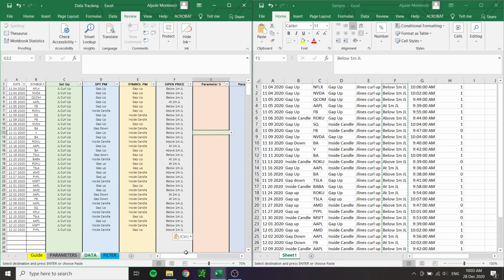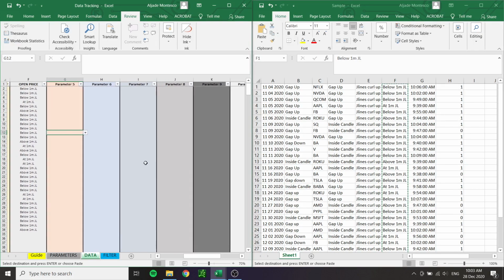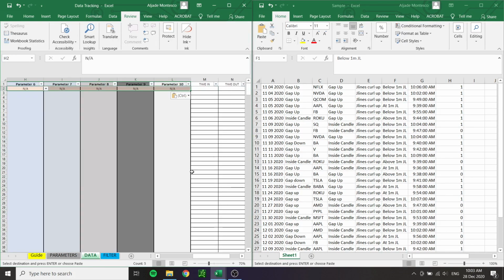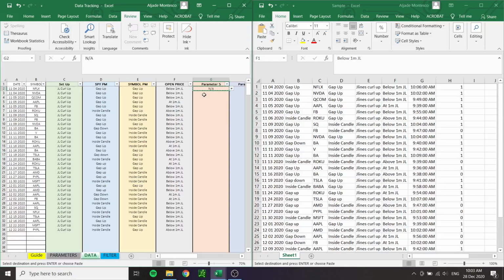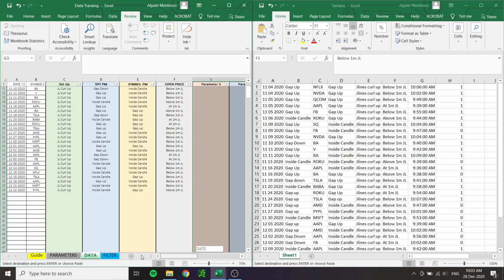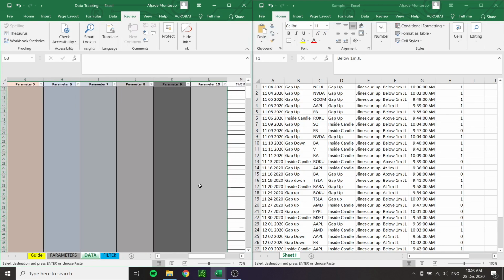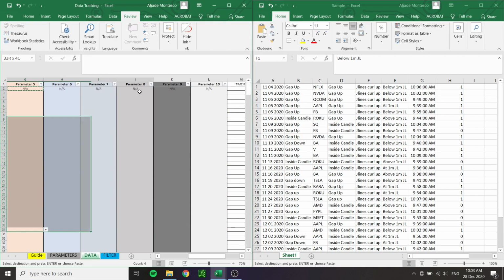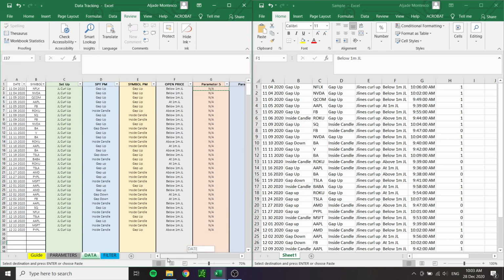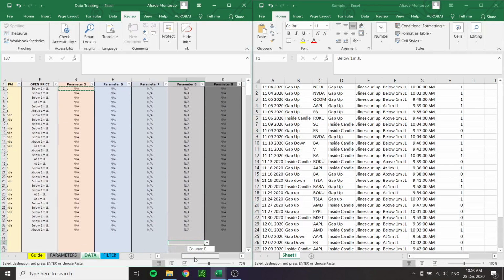okay, so for parameters 5 to 10, since these are unutilized, we just have to select NA here. This is one of how I programmed this spreadsheet. So we just need to put in NA if it's not used.